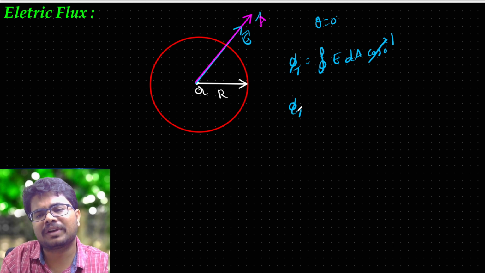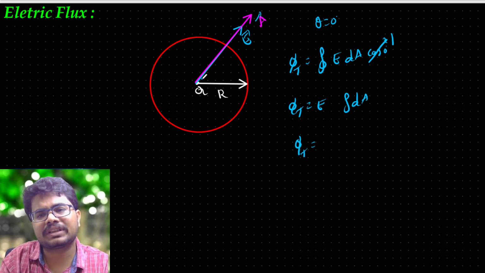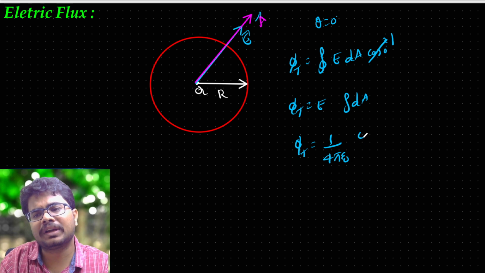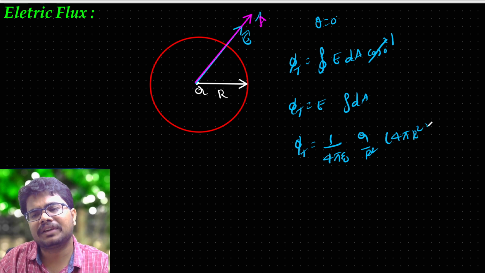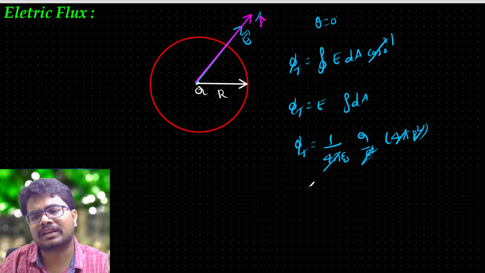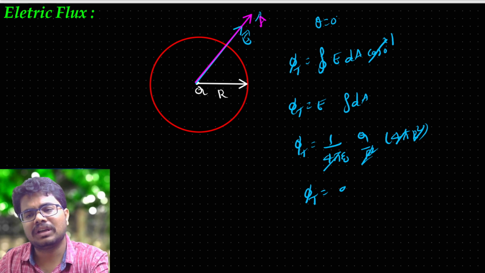So total flux, if I take E outside, equals E times the integral of dA. What is the electric field? This is a point charge at a distance r, so the electric field is kq by r square, where k means 1 by 4 pi epsilon naught. So E is Q by 4 pi epsilon naught r square. Here the integral of dA means the surface area of the sphere, which is 4 pi r square. If you observe, 4 pi cancels and r square cancels. If I place any charge inside the surface, you get Q by epsilon naught.